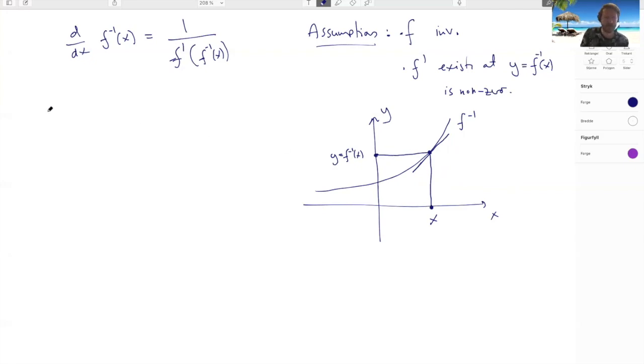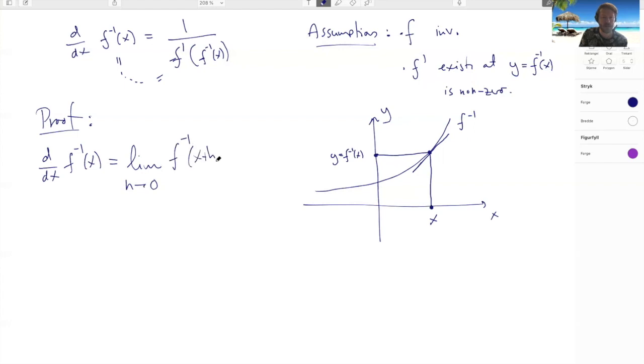How to prove this? So, proof. Let's see if we can just find a chain of equalities connecting this side to that side. So let's begin with d/dx of f inverse of x, and then write out what it means in the usual way. So it's this thing here.